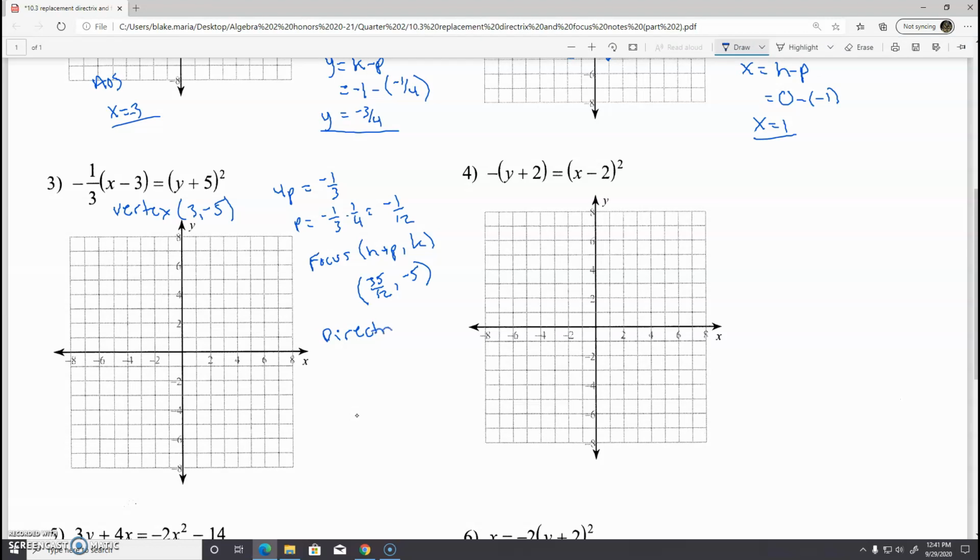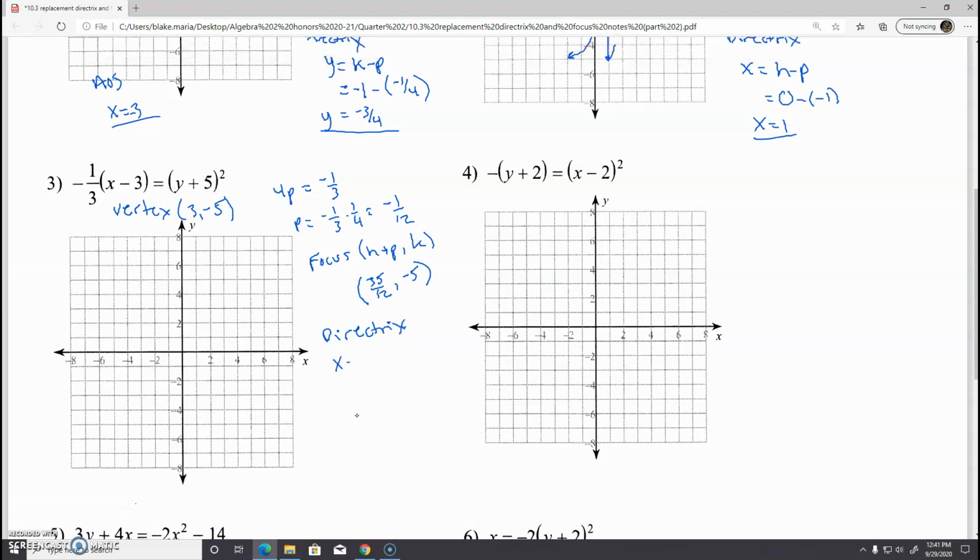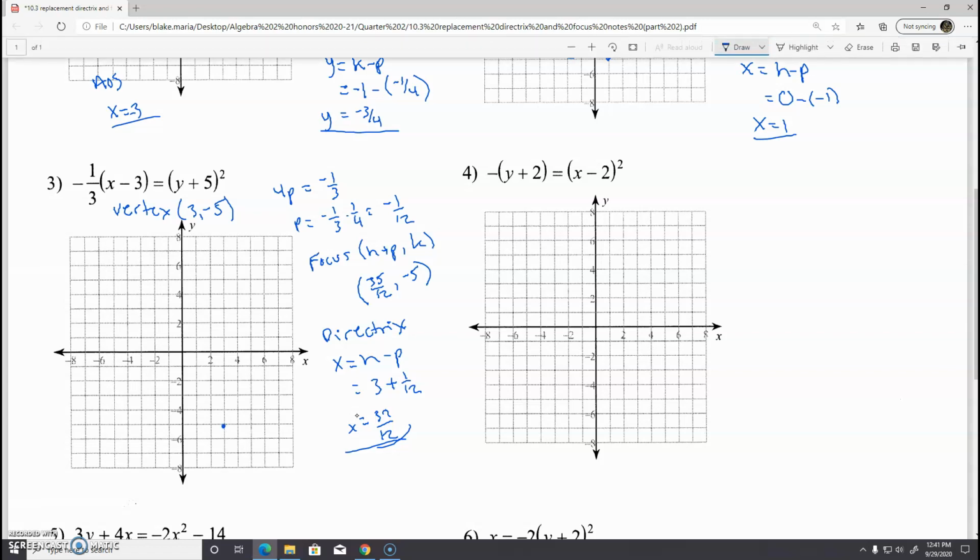Directrix is x equals h minus p. So we have h is 3 again, minus p, minus negative becomes plus 1/12. So here 36/12 plus 1/12 makes 37/12. And this is going to be a very tiny graph here. So we're at 3, negative 5. And then we're going to go up and down a 12th. So up a 12, down a 12.